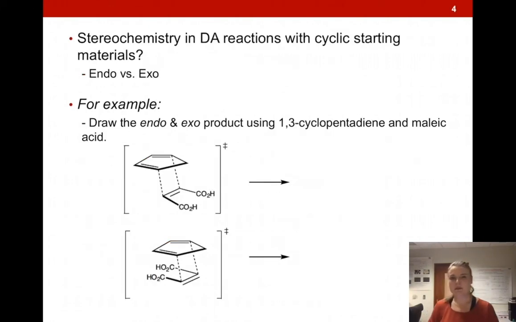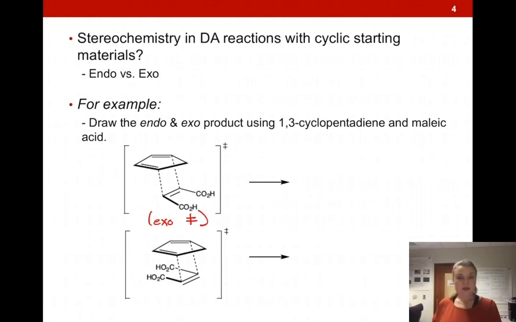Now, that's a fairly simple example. What happens when you have a cyclic starting material? Well, then you have to take into account endo versus exo transition states. And so below we have the reaction of 1,3-cyclopentadiene with maleic acid. In the first top transition state, the diene is approaching from the top and your acid groups are on the outside, or I like to think of them as they're exiting, so that is your exo product, or in this case your exo transition state, which will give you your exo product.